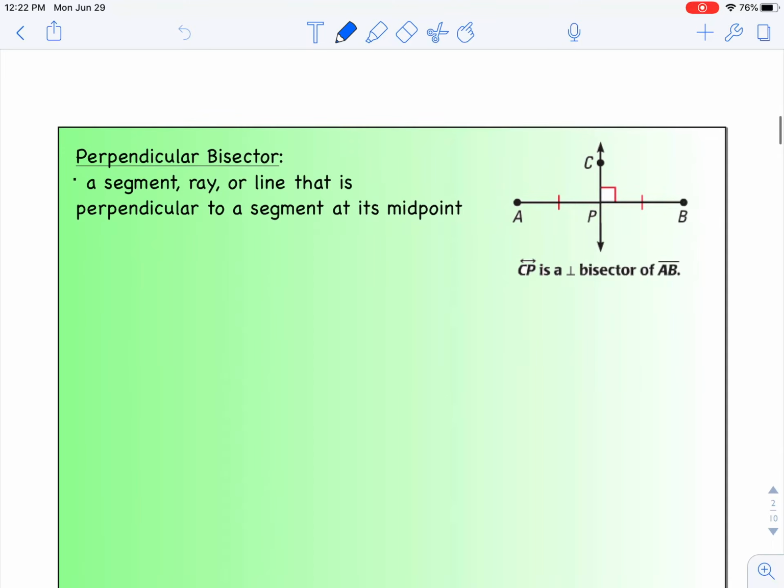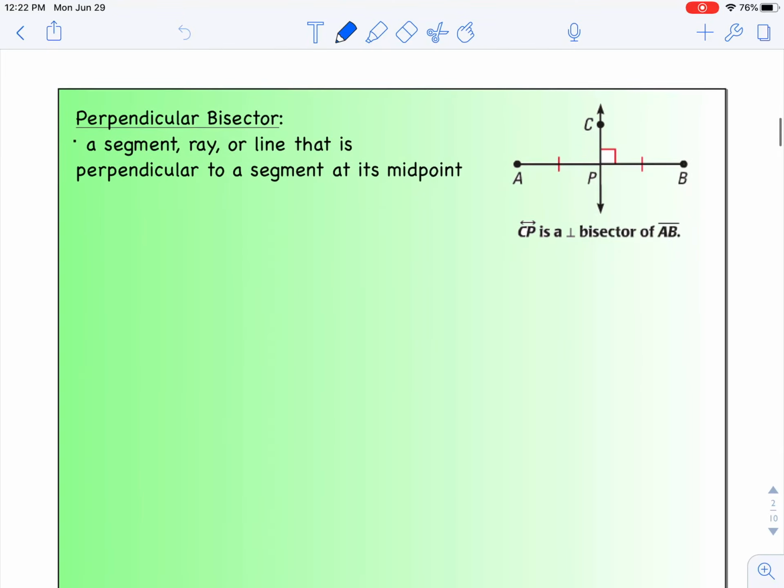So first of all, a perpendicular bisector is a segment, ray, or line that is perpendicular to a segment at its midpoint. So if you look at CP right here, it is a perpendicular bisector of segment AB. And again, it's perpendicular at its midpoint, so that means it cuts AB into two equal pieces.